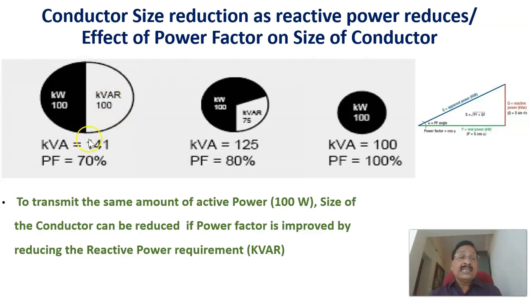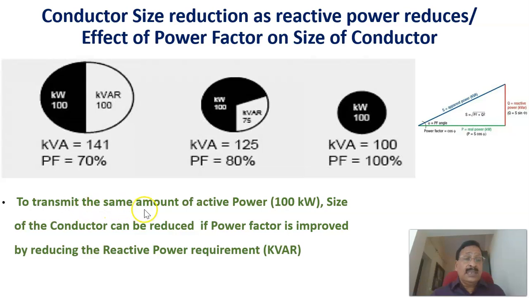Another thing is that as kVAR reduces, we can see that the power factor is improving. As this component is reducing here, you can see that the apparent power is going in this direction, so the power factor angle gets reduced and the power factor is improving. Cos phi is increasing. The maximum value of the power factor, as you know, is unity. That happens when the reactive power equals 0. In that case, the real power is the same as the apparent power. Therefore, to transmit the same amount of active power, it is actually 100 kilowatt.